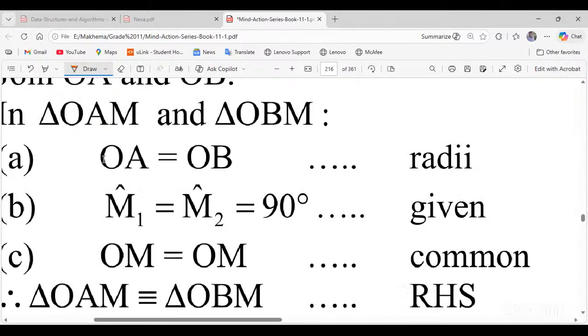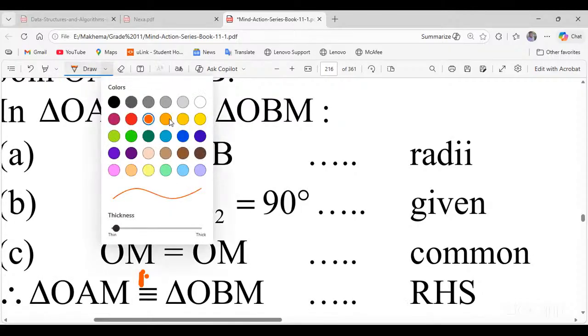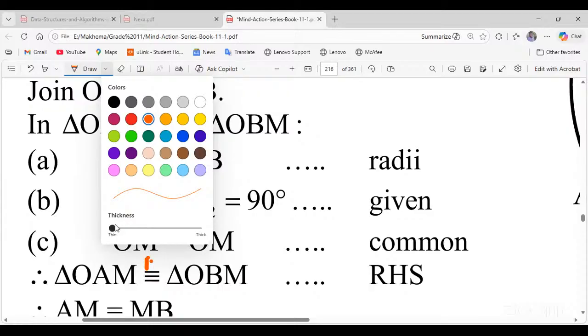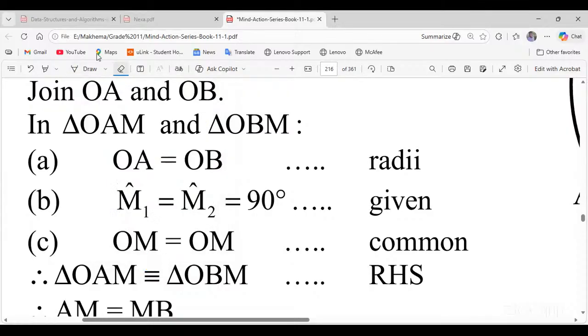Okay, I'm sorry guys, I removed the eraser. Now, these vertical ones are for similarity, and then this horizontal one are for congruency. I hope that makes sense to you guys.